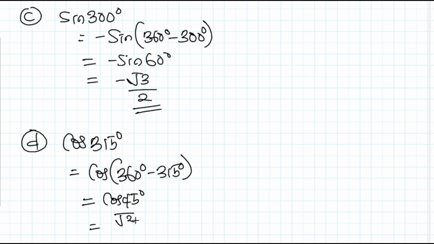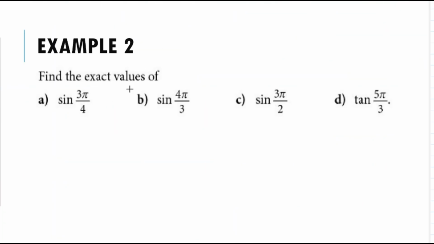Root 2 over 2, and that is the answer. So this is how to apply the formulas to determine the angle in each quadrant and to solve them. Okay, example 2, find the exact values of the following. You can see that these angles are given in radian, so first thing you do is convert to degree for simplicity, and then you follow the steps from there.